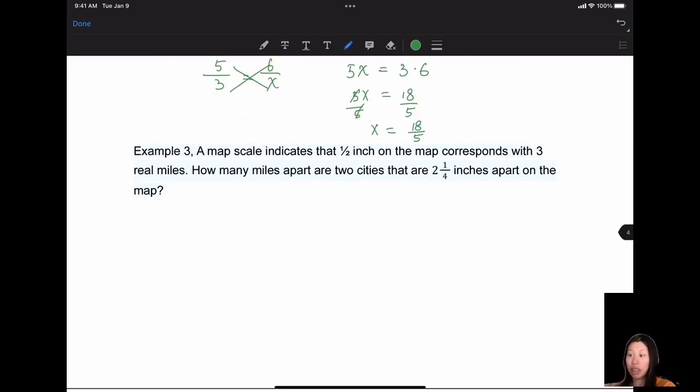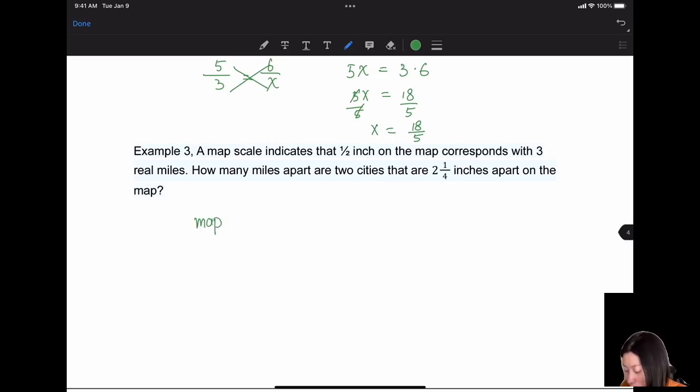Okay, so here's another example. A map scale indicates that 1.5 inches on the map corresponds with 3 real miles. How many miles apart are two cities that are 2 and 1/4 inches apart on the map? Again, on the map, they should have the same ratio. So we can set up the proportion by setting up these two ratios.